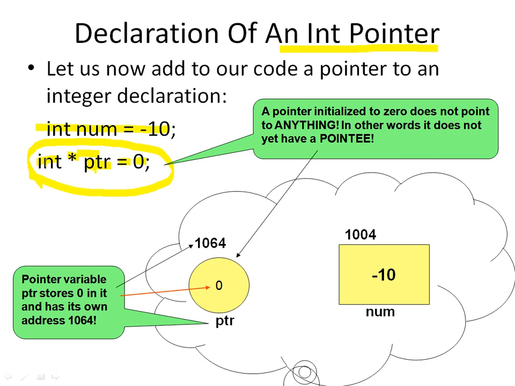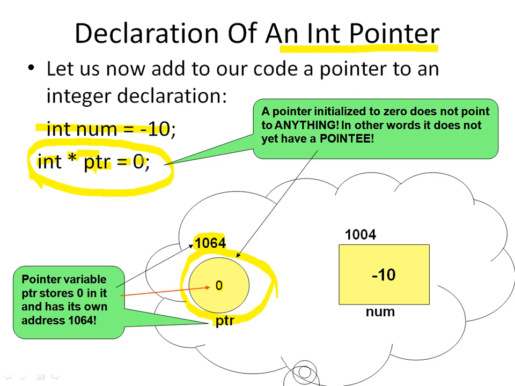So in any case, when we make this declaration, this is what happens. Inside the RAM, a location is created. Its name is ptr. It stores 0, and it has its own address, which I called 1064. Again, that's a hypothetical value. Okay.